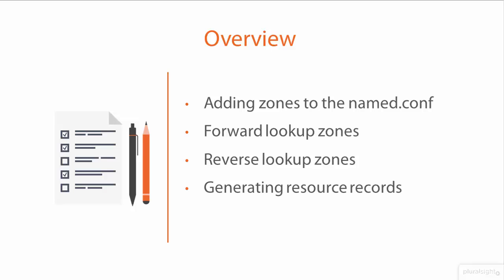We'll see how we can generate resource records using the $generate directive. And of course we'll be looking at how we can test the zone information to make sure everything is up and running. So first off, what do we mean by a forward zone and how do we add it into the named.conf?